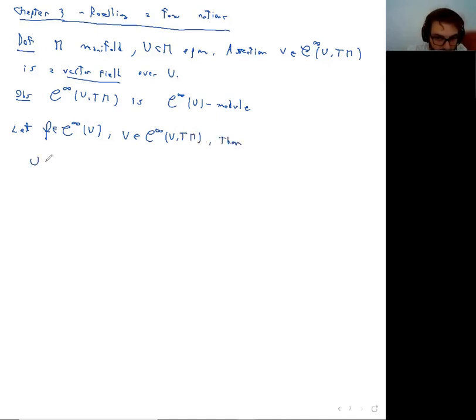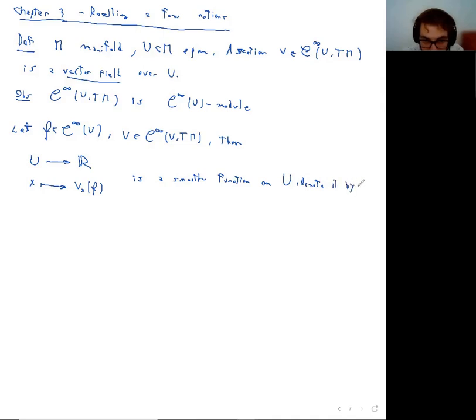Then the map sends U to R. Let's take a point X and send it to the vector field applied to F at the point X. This is a smooth function as well, because of derivation. Because we know that these vector fields are also derivations. It's a smooth function, not a section, on U, and we denote it by just V of F.